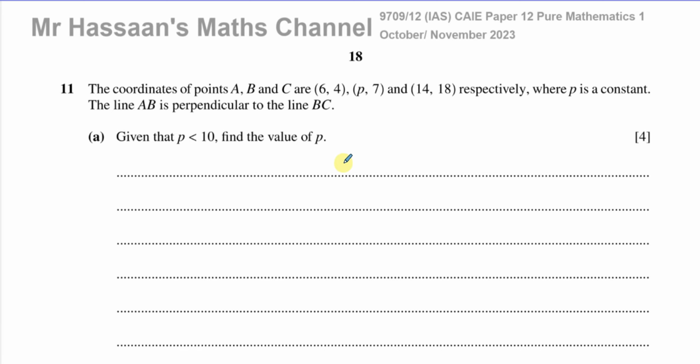This question here, first of all, part A tells us that the coordinates of points A, B, and C are (6, 4), (P, 7), and (14, 18) respectively. That means the coordinates of A are 6, 4. The coordinates of B are P and 7, and the coordinates of C are 14 and 18. Respectively means in that order, where P is a constant. The line AB is perpendicular to the line BC. So the line from A to B is perpendicular to the line from B to C. Given that P is less than 10, find the value of P.